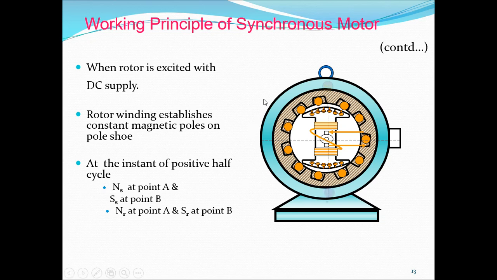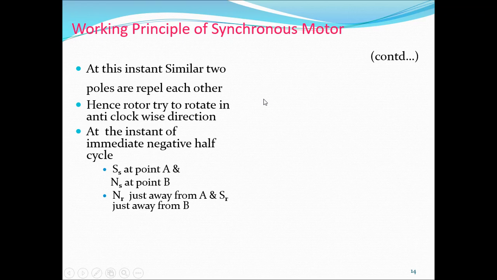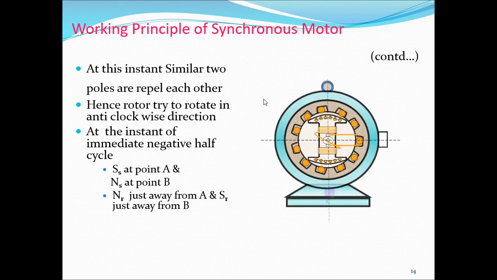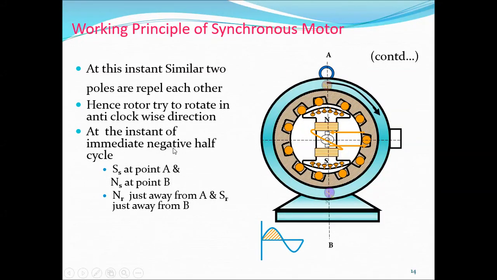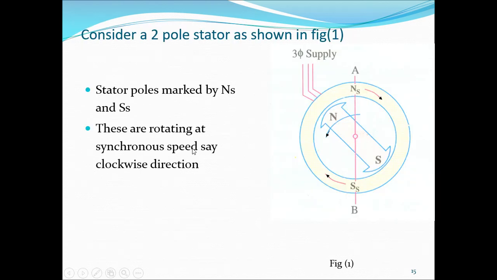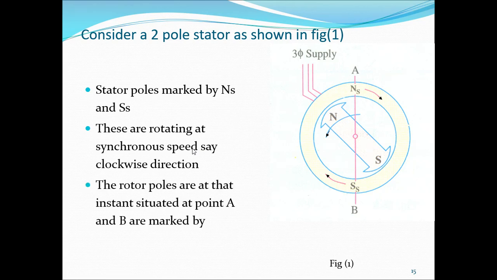So it is called the pulsating torque. In the positive half cycle it is like that, and in the negative half cycle it changes. At point A, south pole comes, and at B, north pole. Again, A is north pole and B is south pole. Because of this reason, it is not possible to rotate. Here it is showing two poles only, north and south pole.